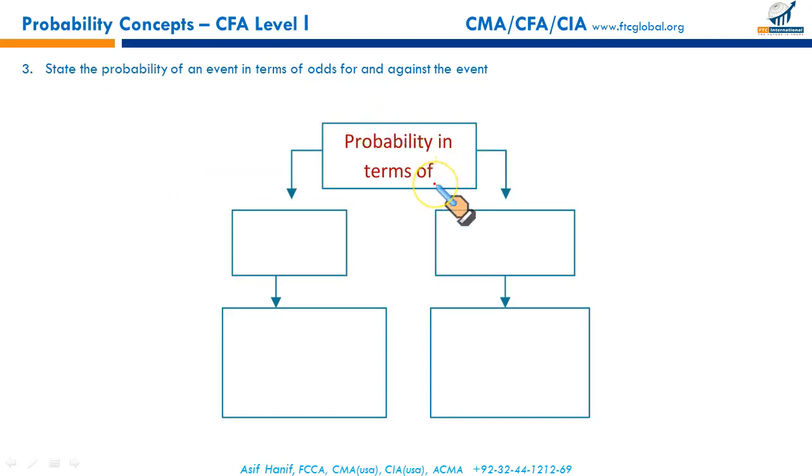Probability in terms of odds. When we say odds, we can state probability in terms of odds. Stating the odds that an event will or will not occur is an alternative way of expressing a probability. For example, let's say I have a bag. It contains 4 green balls, let's say, and it contains 6 red balls.